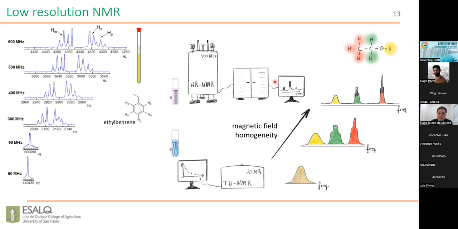But let's see what happens when you analyze the same sample in a high resolution NMR and in a low resolution NMR equipment. These pictures are trying to show you the differences. Here you see that at a very high intensity and homogeneity of the magnetic field, you obtain a spectrum with great resolution to analyze the chemical differences in the molecule.